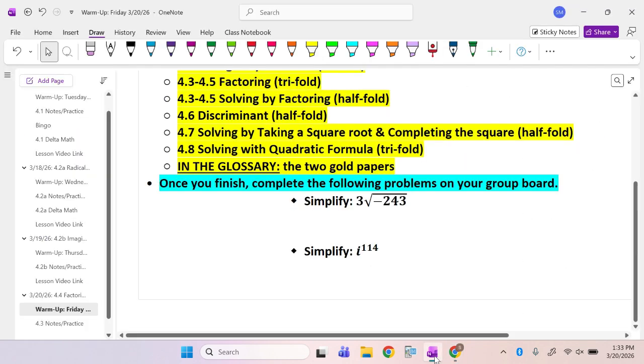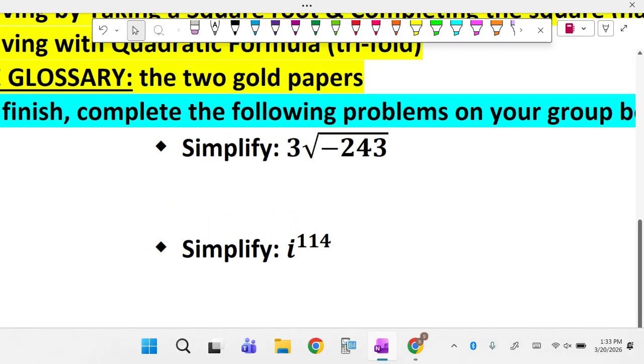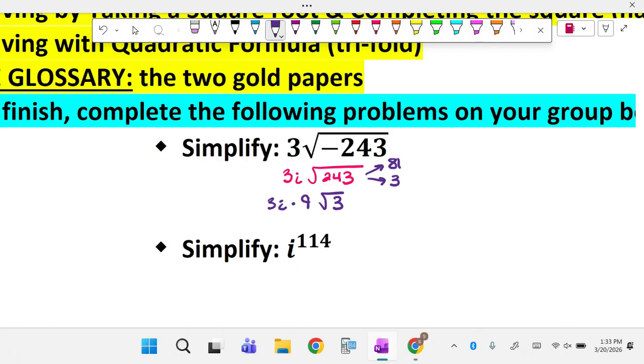All right. So let's go ahead and go over this warm up. So review from yesterday. First one, we're simplifying. Now, what's always the first step if you have a negative under that radical? Take the i out. So I have 3i times the square root of 243. What was the largest perfect square that went into 243? 81. So it's 81 and 3. So this would be 3i times square root of 81 is 9, square root 3.